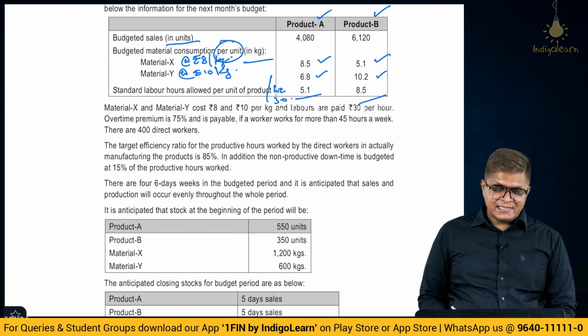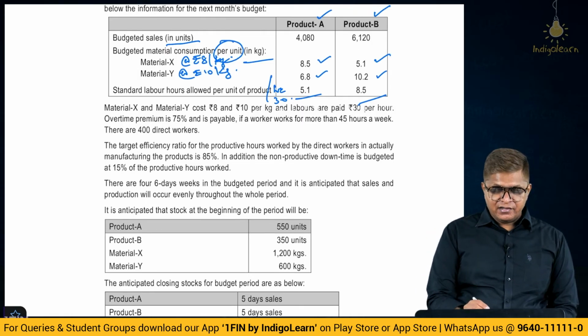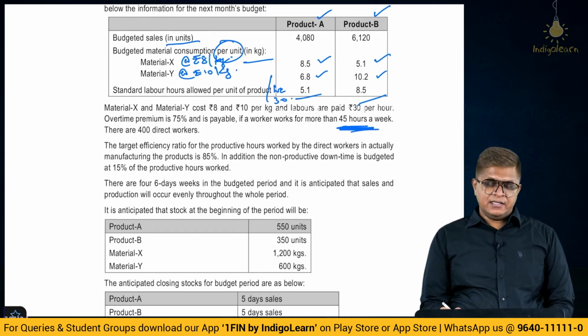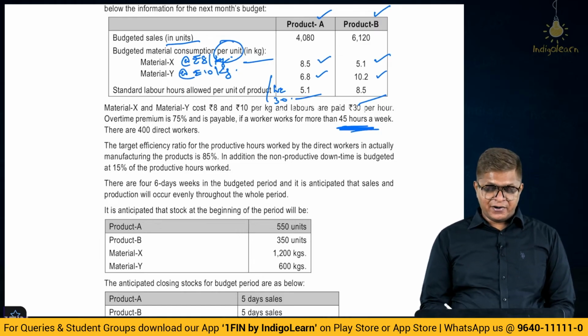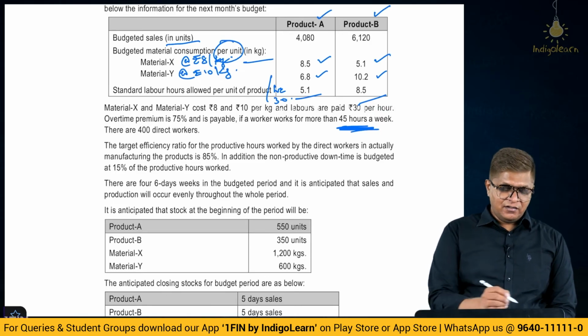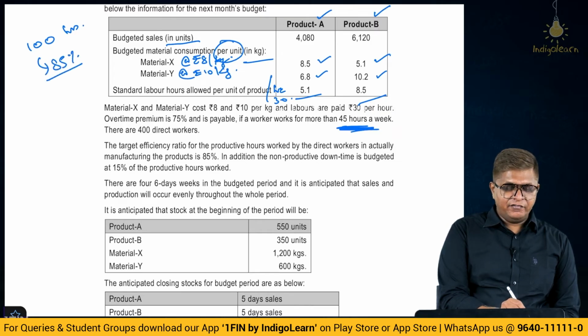Overtime premium is 75% and is payable if a worker works for more than 45 hours a week. There are 400 direct workers. The target efficiency ratio for the productive hours worked by the direct workers in actually manufacturing the product is 85%. That means if we work for 100 hours, the productivity is going to be only 85%.